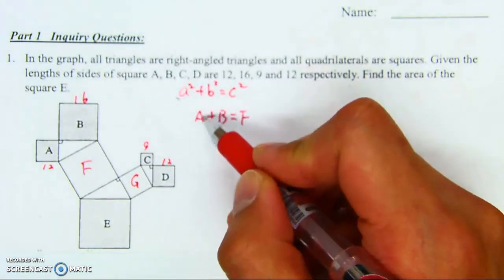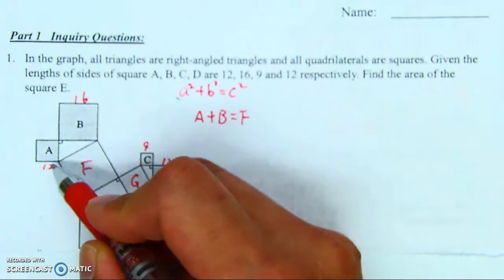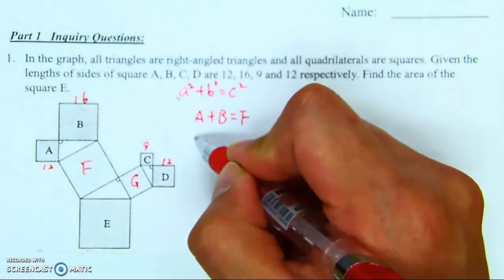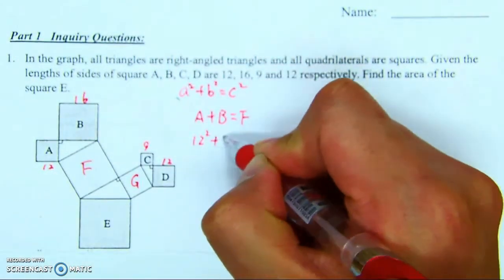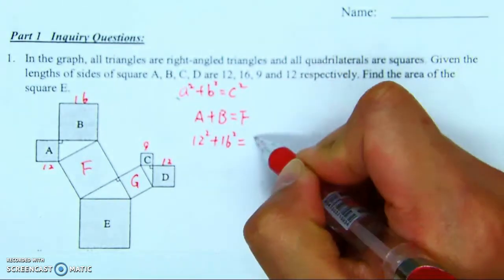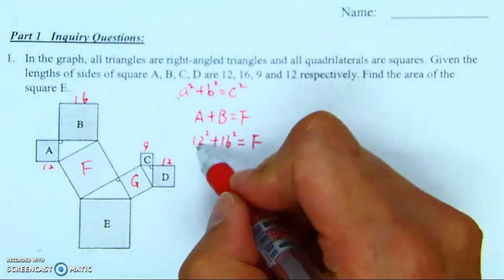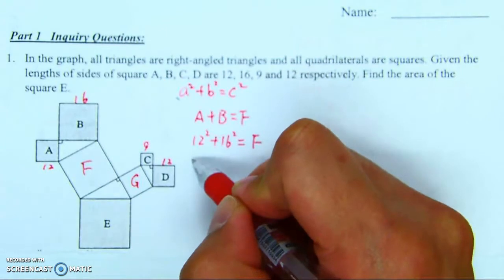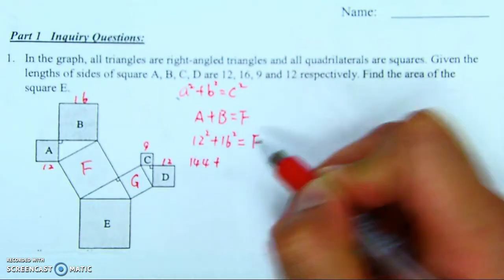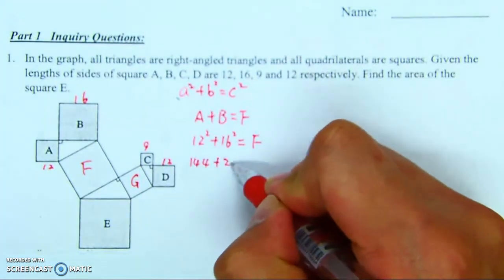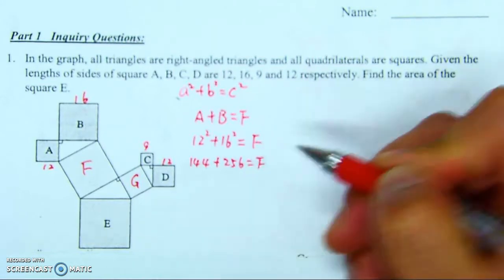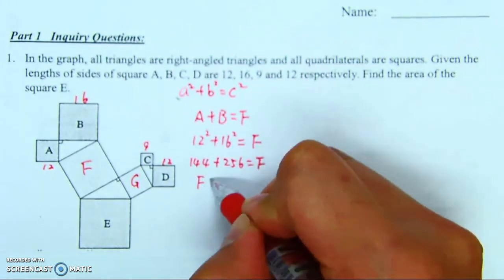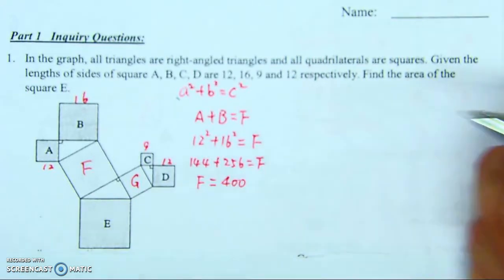Okay, so how can I calculate the area of A? That is 12, that is a square, so that is 12 squared plus 16 squared equals F. Alright, so we can do the further calculation. So that's 144 plus 16 squared is 256 equals F. So we can calculate the value of F equals 400.